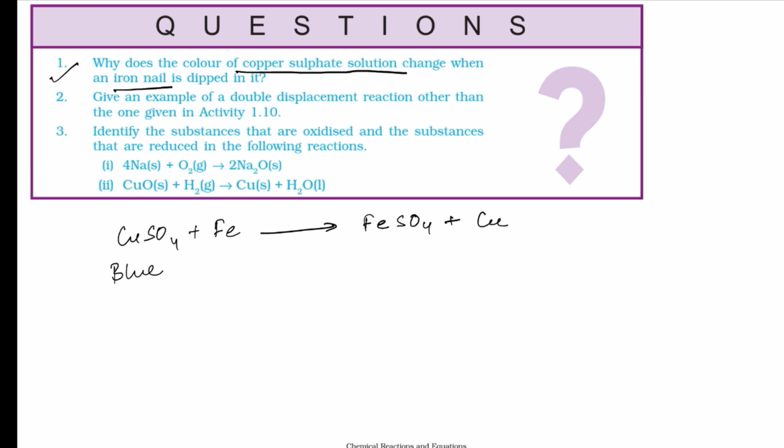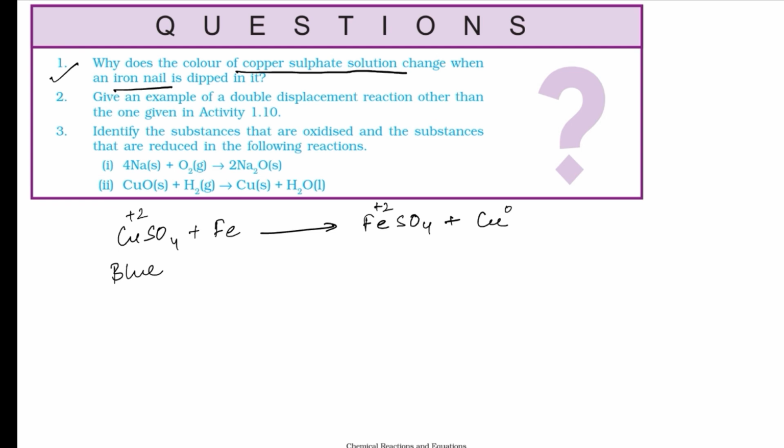the copper ions present in the copper sulfate solution. When copper sulfate reacts with iron, copper ions are displaced by iron, resulting in the formation of iron sulfate. Here the oxidation state of iron is +2. So iron sulfate is formed and neutral copper atoms are formed. The oxidation state of copper is 0 here.